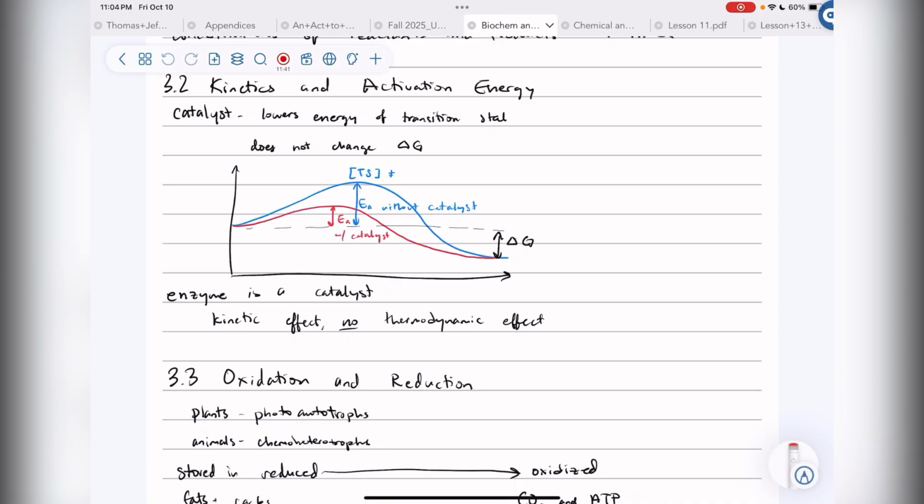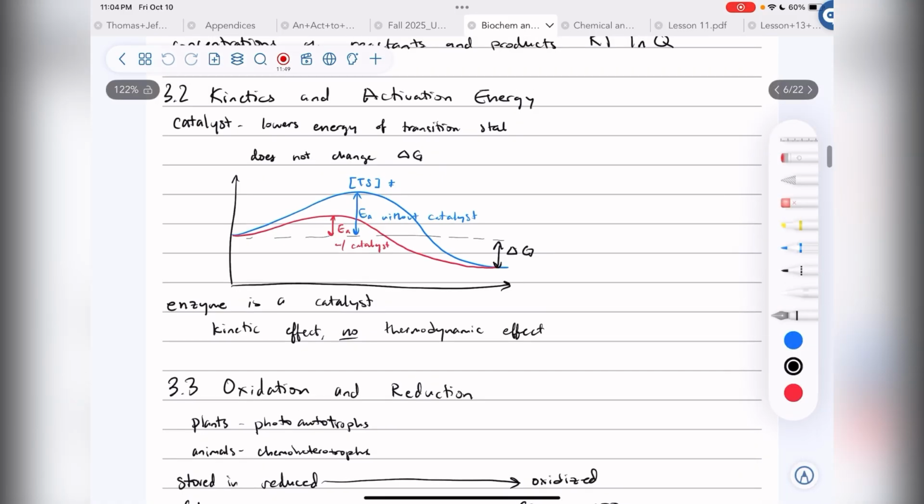Okay, we were talking about enzymes before, and so an enzyme is a catalyst. What the catalyst does is it lowers the energy of the transition state. But it does not change the delta G. It doesn't change the Gibbs free energy.